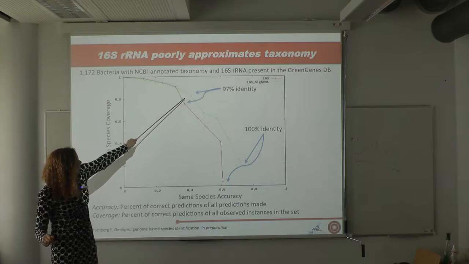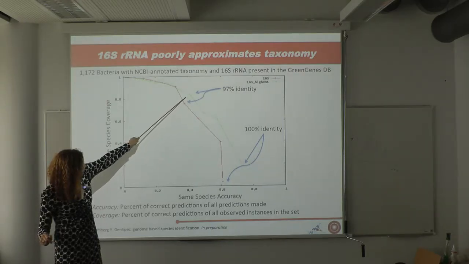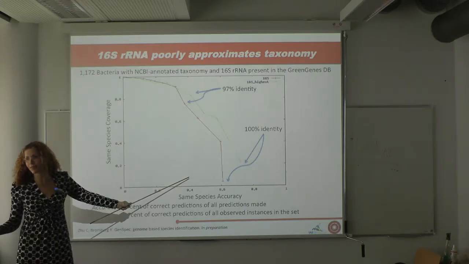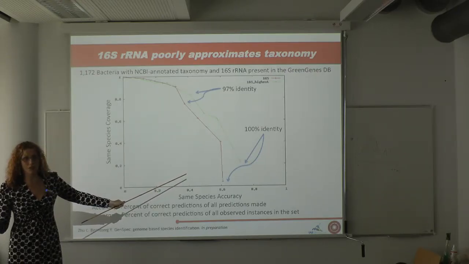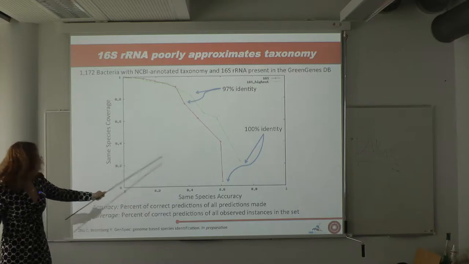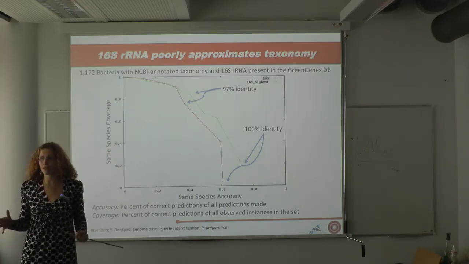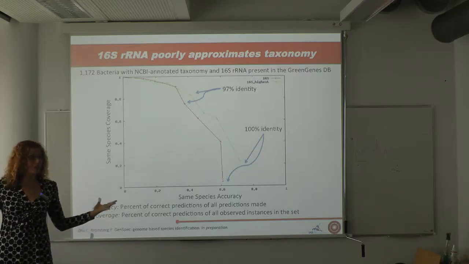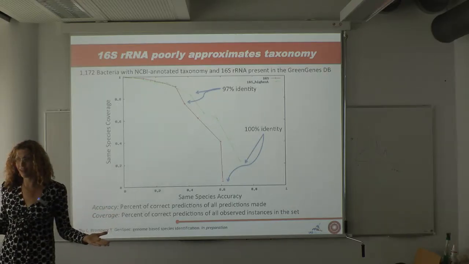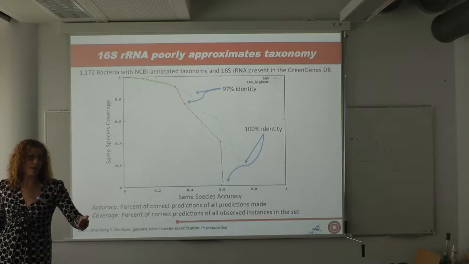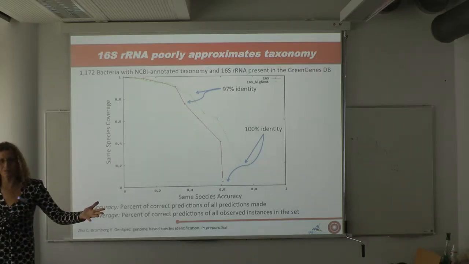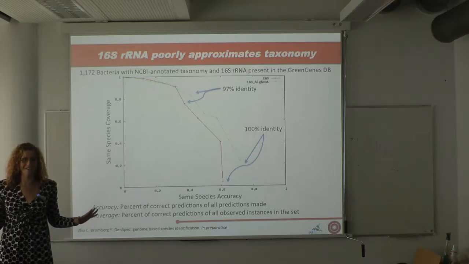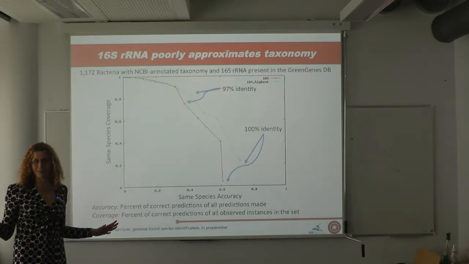So this is your 97% sequence identity, and at that 97% sequence identity, you're about 50% accurate. You get the same species pair 50% accurate for about 80% of the species pairs, right? So not only do you lose 20% of the things you should be getting, but also for every call that you make, you have a 50% chance of being right, okay? This is very poor, just in case you didn't recognize this performance as being poor.